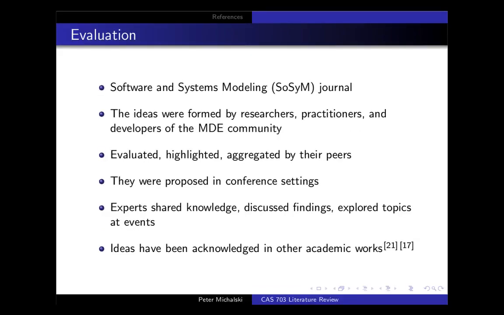Regarding evaluation of the article, since this is an article that aggregates ideas, there was an evaluation of the article by the Software and Systems Modeling Journal prior to the publication. The ideas and points that are laid out in the article were formed by researchers, practitioners, and developers within the MDE community and were evaluated, highlighted, and aggregated by their peers. There was at least some consensus to their correctness from these experts.